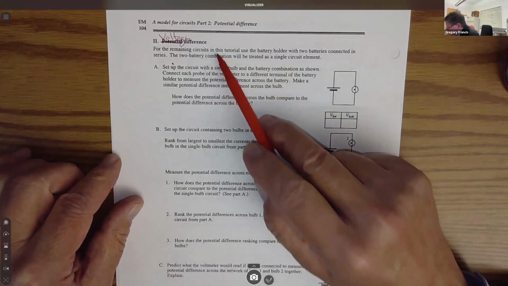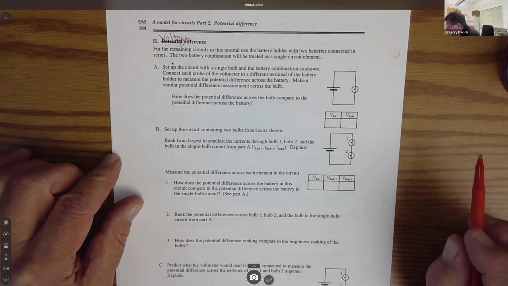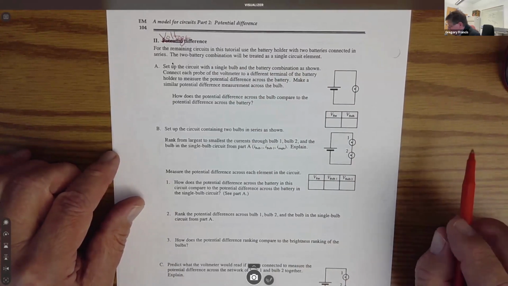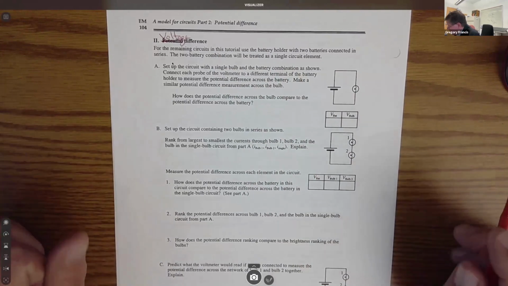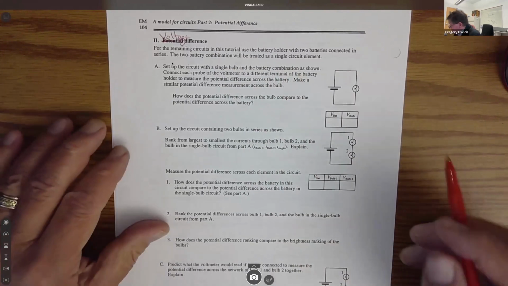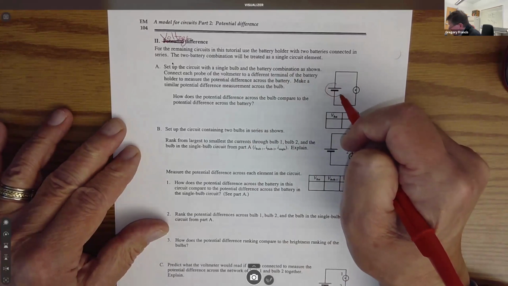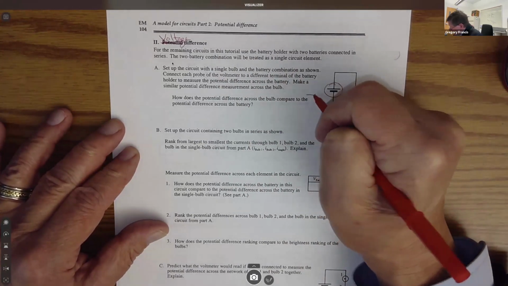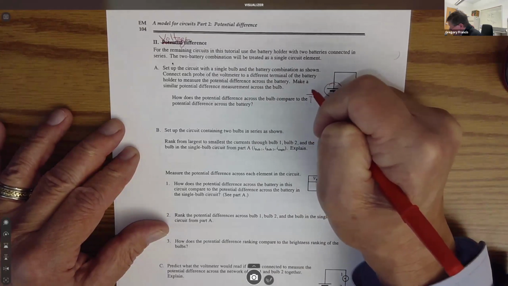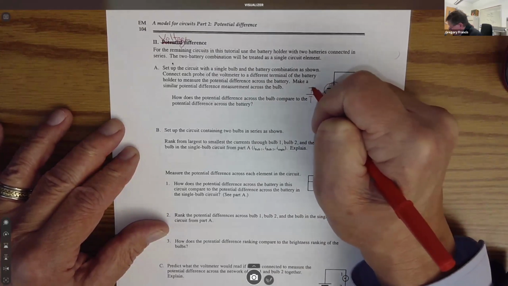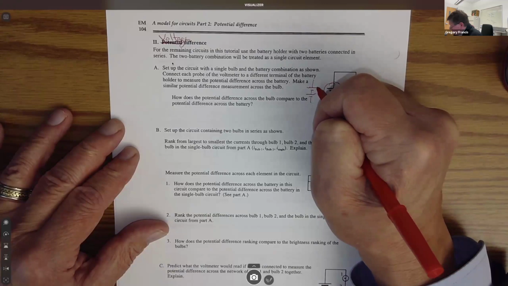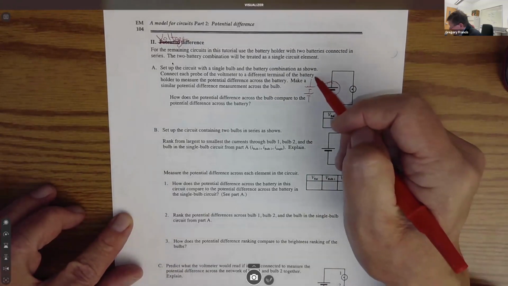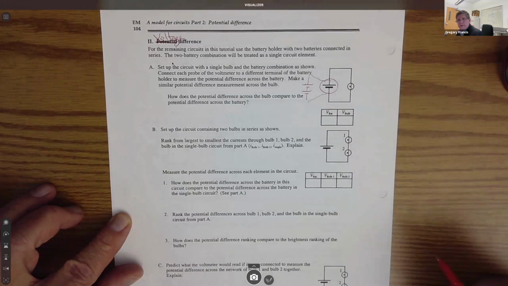For the remaining circuits in this tutorial, we're going to use a battery holder with two batteries connected in series. The two battery combination will be treated as a single circuit element. So what we've drawn here as a battery is indeed two batteries in series, but we're just going to lump them together as a single battery.